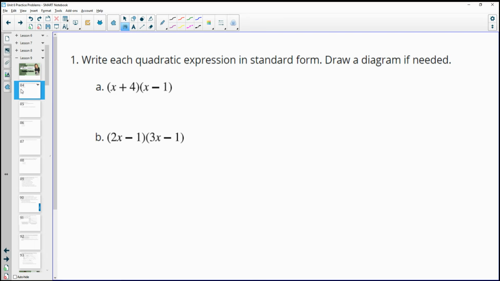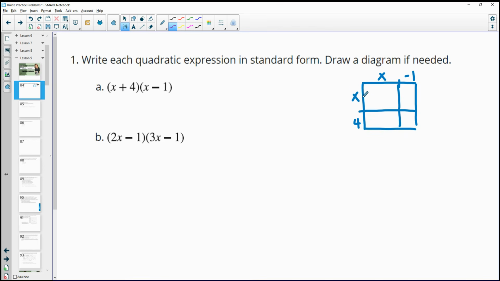Number 1 asks you to write each quadratic expression in standard form, and you can draw a diagram if needed. So the diagram method is that you think about it as doing area. You have this piece is x, this piece is 4, then you draw it again, and you think of this as being x and -1, and you create these rectangles. It's also called the area model because you're looking at doing the area of each of these little rectangles created.